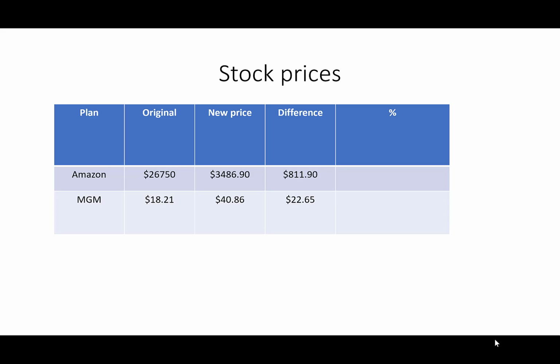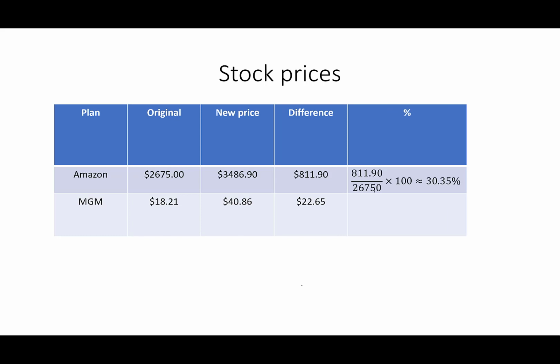If I turn it into a percent though, or into the relative rate of change, so the percent rate of change would be $811.90 divided by $2,675, times 100. The increase we saw for Amazon was a 30.35% increase in the price of the stock. Let's do the same thing with MGM. The difference was $22.65, but we're dividing by 18.21 times 100, and it went up 124.38%. So numerically, Amazon went up more, but if I look at the percentage, we can see MGM went up more.